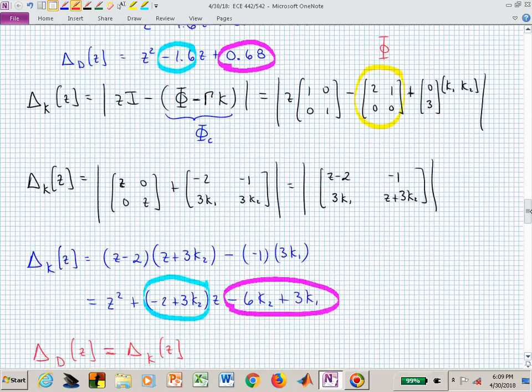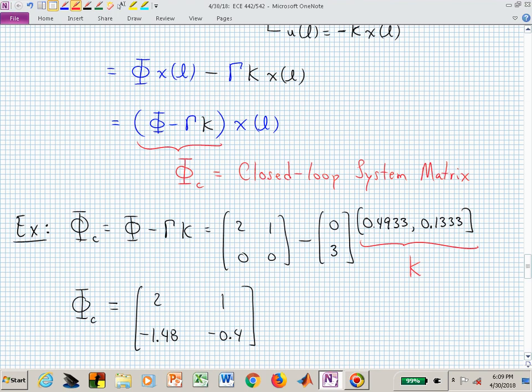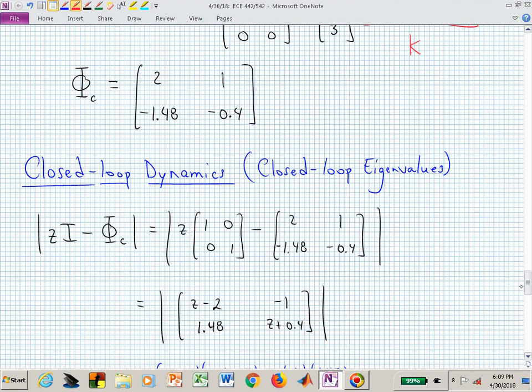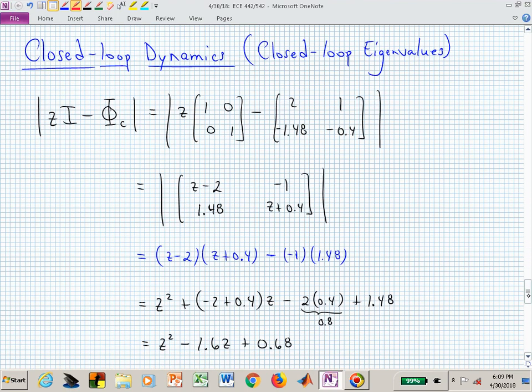We've now simply plugged those in to create a full state feedback or closed loop system matrix, phi sub C, with full state feedback. If we look at the eigenvalues of that phi sub C matrix, again, it's just the determinant of a 2 by 2 matrix, product of the diagonals minus the product of the off diagonals. We better end up with a second order polynomial that's consistent with those eigenvalues or with those poles. And in fact it is. We end up with z squared minus 1.6z plus 0.68.